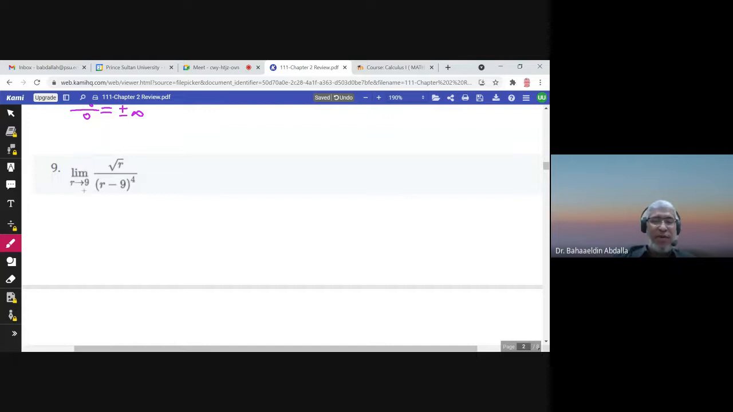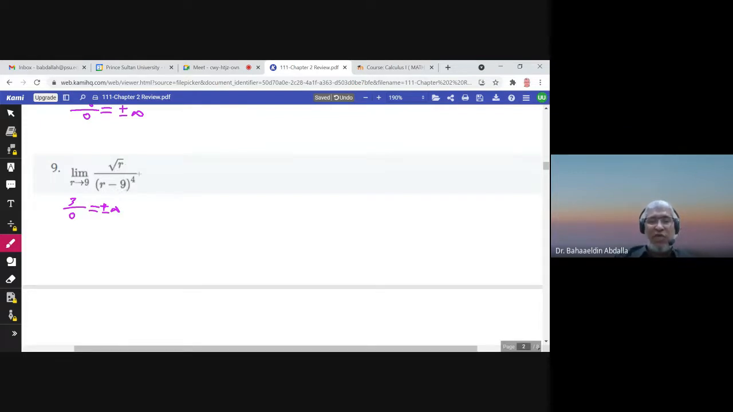If I replace r by 9, square root of 9 is 3. 9 minus 9 is 0. Anything over 0 would be plus or minus infinity. Will it be plus or minus infinity here? The numerator is always positive. Square root of r is positive because r is 9 or 9.1 or 8.9, around 9, so it's positive.